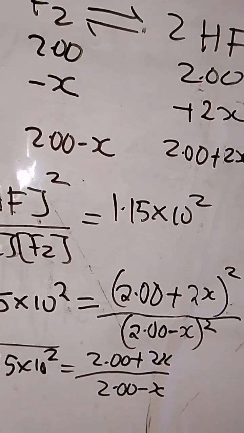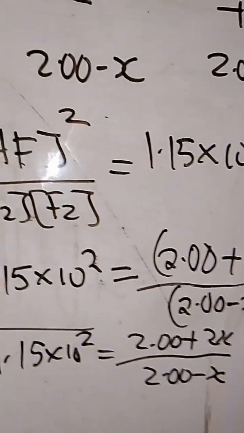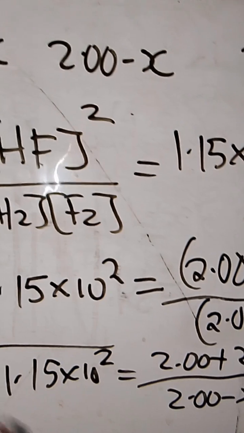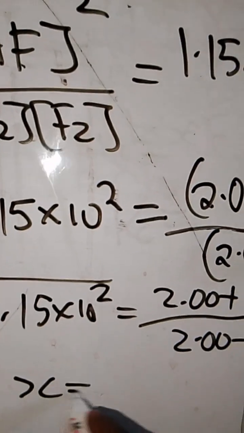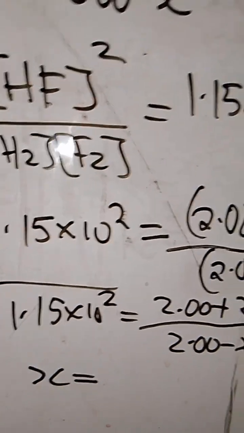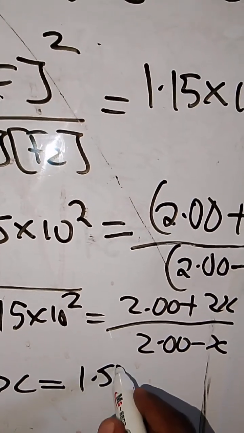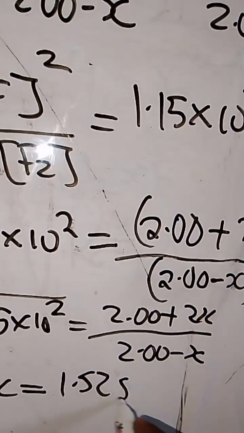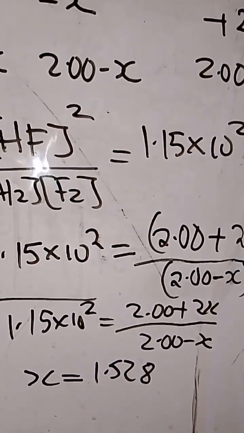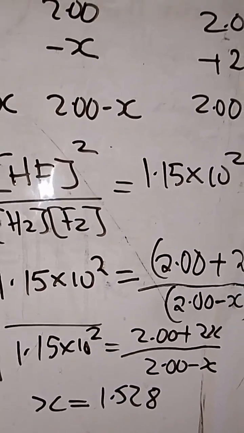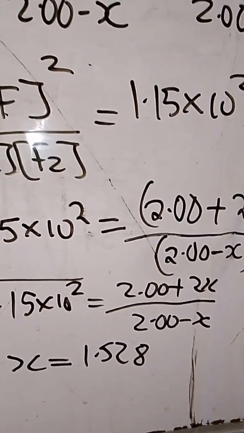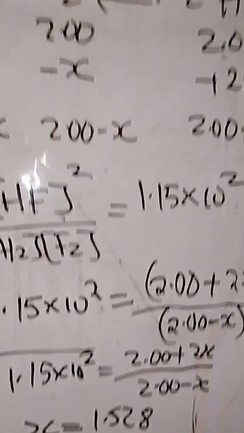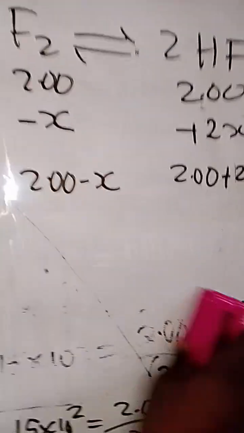Then you cross multiply, which is very simple. So you find the square root of this number, then you cross multiply, and you are going to find that x is equal to 1.528. Okay, so that is our x. We have now determined the value for x, which is 1.528. Then let's now calculate the equilibrium concentrations.